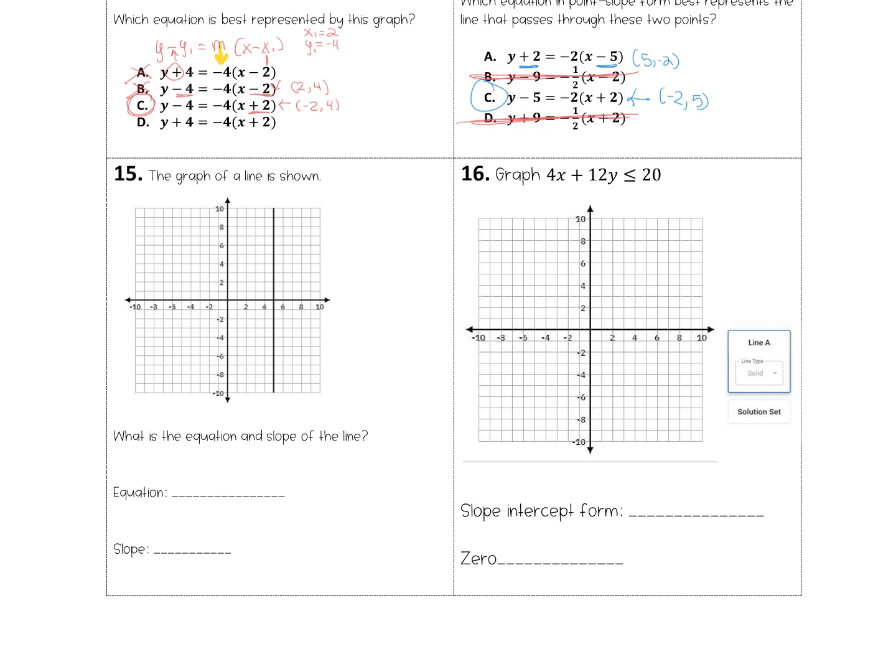Fifteen is a vertical line. So when you say vertical, you can think VUX. V stands for vertical. U stands for undefined slope. And they come in the form x equals. So this one's equation is x equals, and if we look right here, it would be x equals 5, and the slope is undefined.